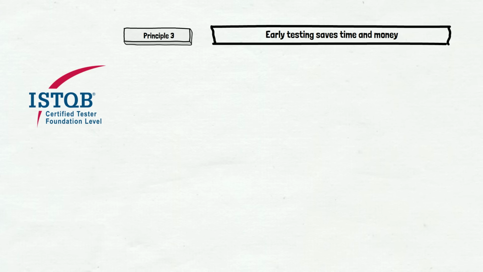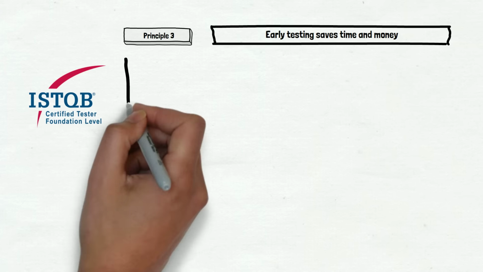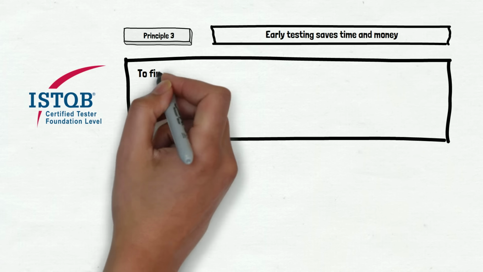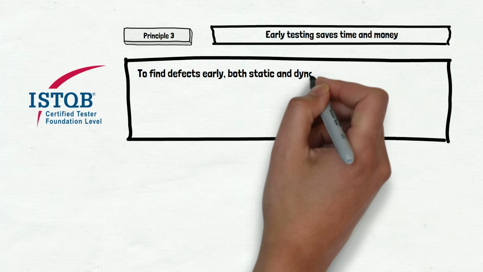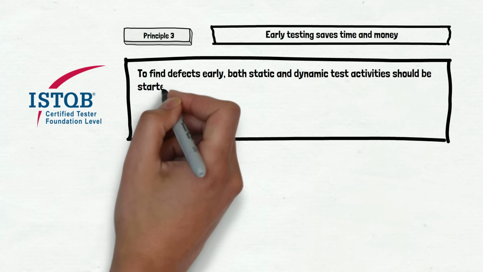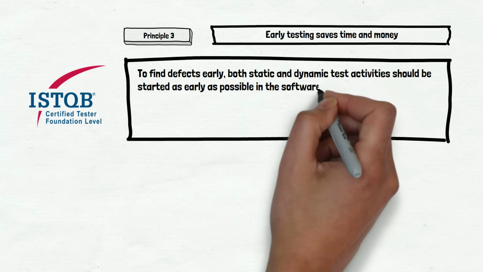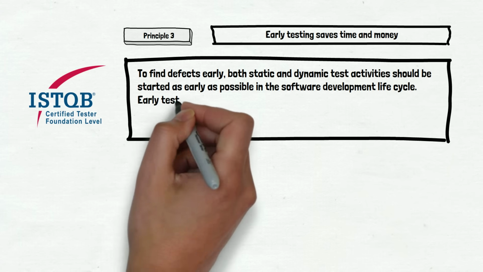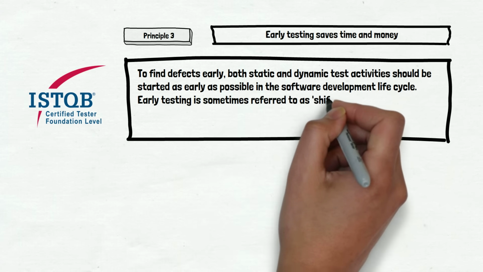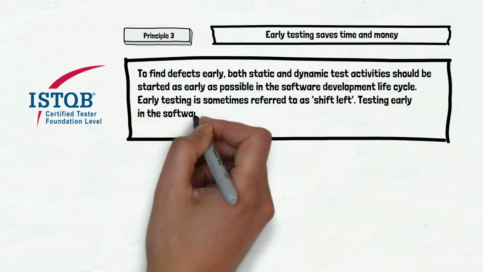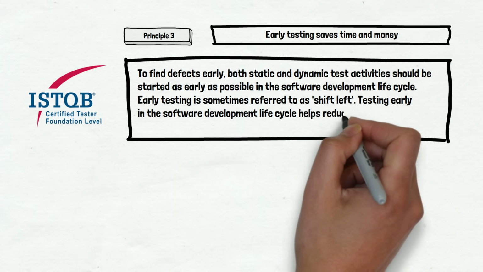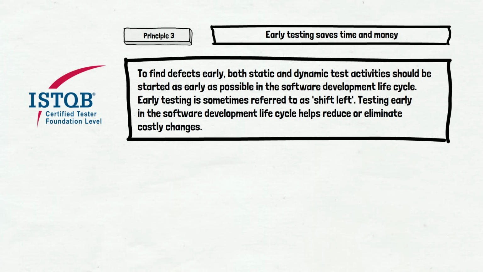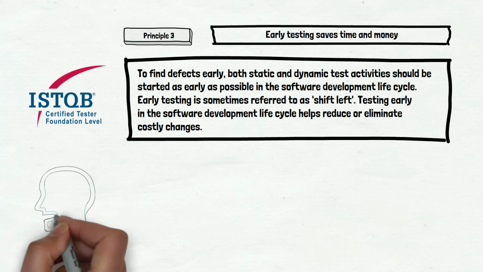Principle 3. Early testing saves time and money. According to the ISTQB, it means to find defects early, both static and dynamic. Test activities should be started as early as possible in the software development lifecycle. Early testing is sometimes referred to as shift left. Testing early in the software development lifecycle helps reduce or eliminate costly changes. And it again looks like it was easier to understand before the explanation. Let's talk in human language.